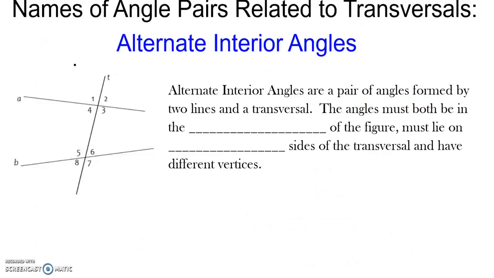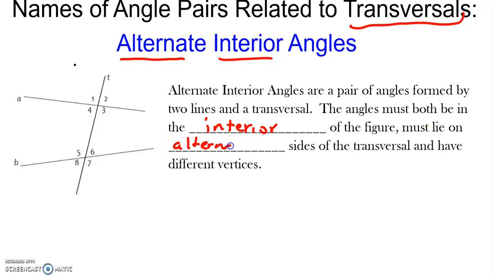So let's get to the vocabulary here and talk about names of angle pairs related to transversals. So all of these little names are going to come and help us with proofs eventually and within this whole parallel line and quadrilateral section. The first name, not very creative, is called alternate interior angles. So alternate interior angles are a pair of angles formed by two lines and a transversal. The angles must both be in the interior of the figure and must lie on alternate, or in other words, opposite, sides of the transversal and have different vertices.